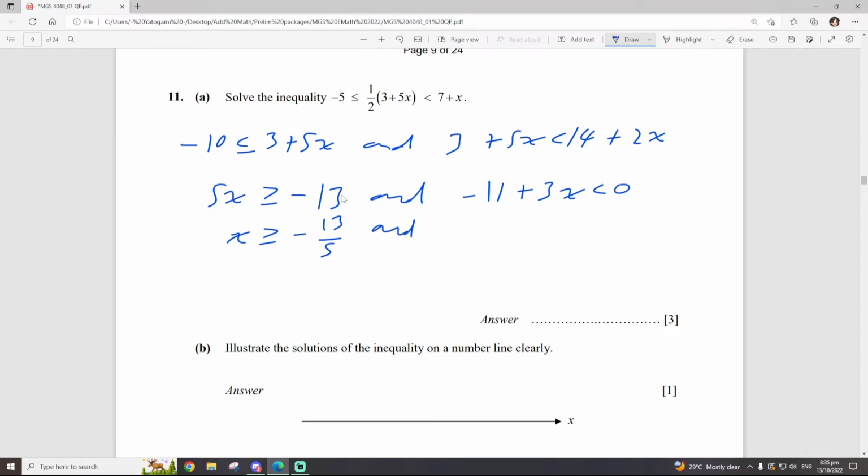And 3x minus 11 is less than 0. So 3x is less than 11. So x is less than 11/3. Okay, so we get -13/5 less than or equals to x less than 11/3.